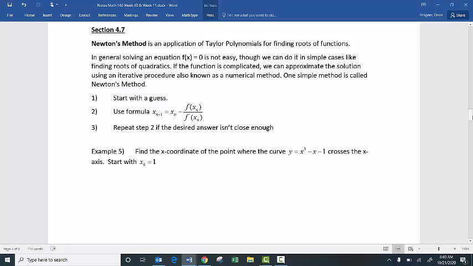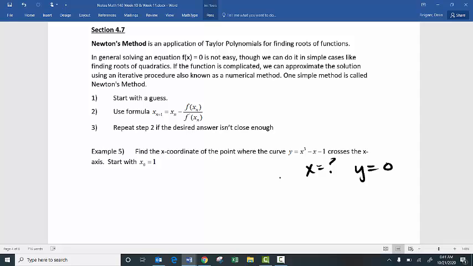So what you're trying to figure out is what value of x gives you a y value of 0. Because that's where it crosses the x-axis. That's what it means, where y is 0. So you're trying to figure out the x value when y is 0. So what Newton discovered is, it's called iterations, and he had a little formula here to try and figure out eventually where it's going to cross.